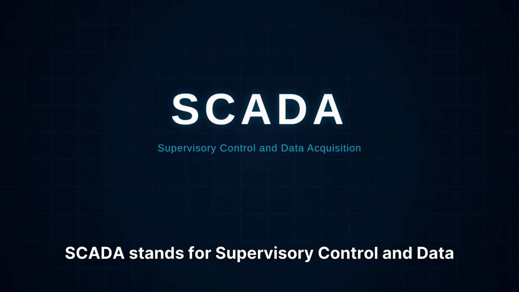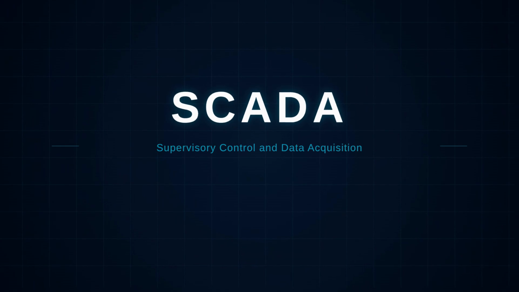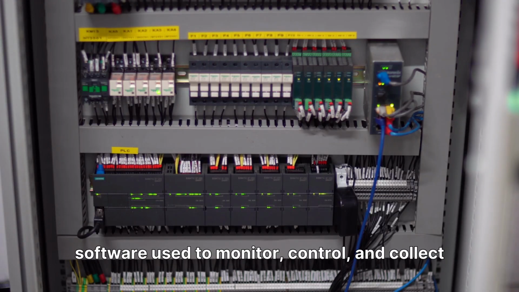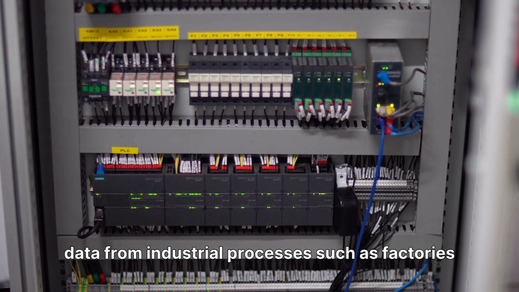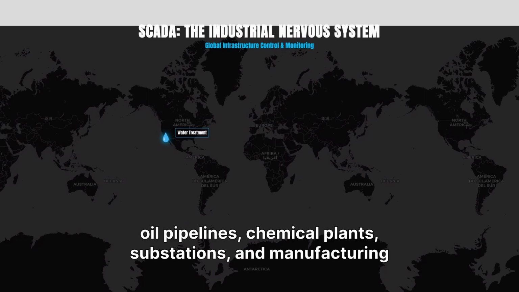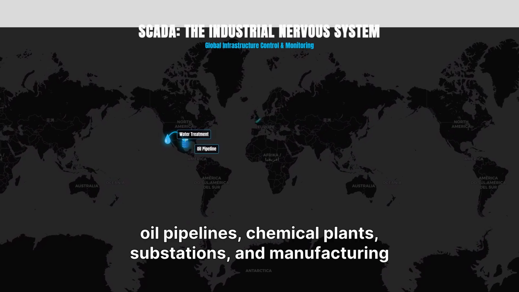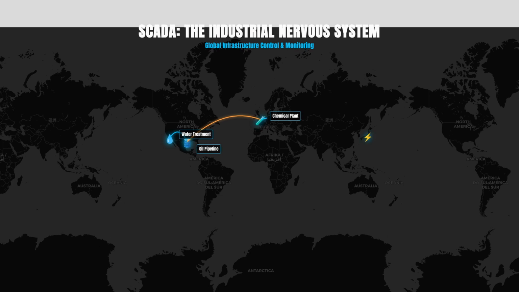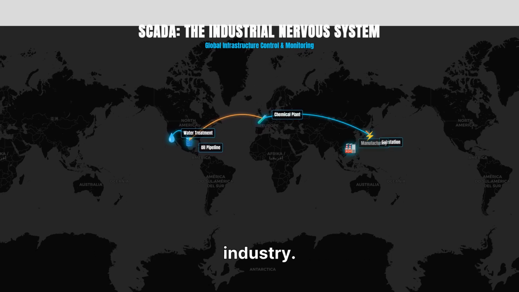SCADA stands for Supervisory Control and Data Acquisition. It is a combination of hardware and software used to monitor, control, and collect data from industrial processes such as factories and power plants. It is used in water treatment plants, oil pipelines, chemical plants, substations, and manufacturing lines. SCADA is the nervous system of modern industry.